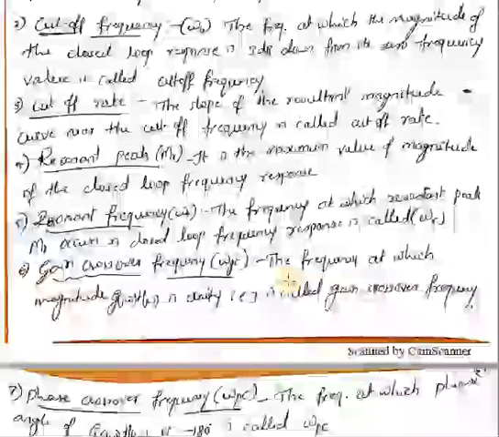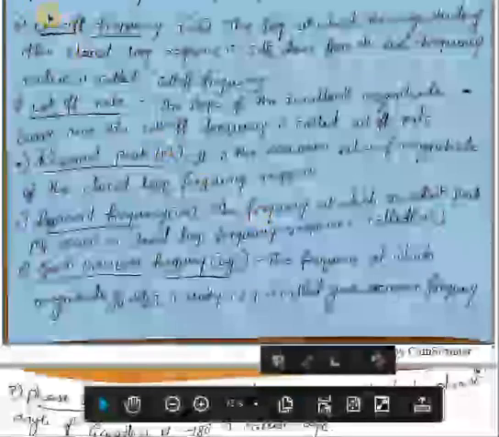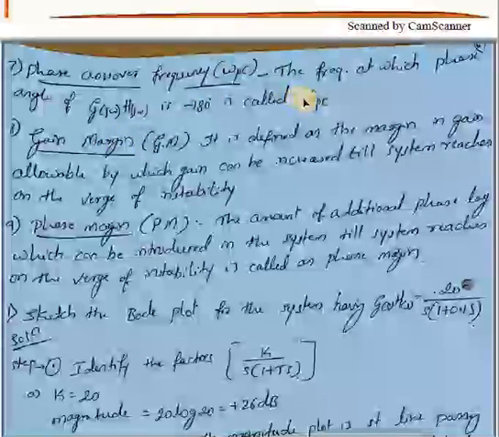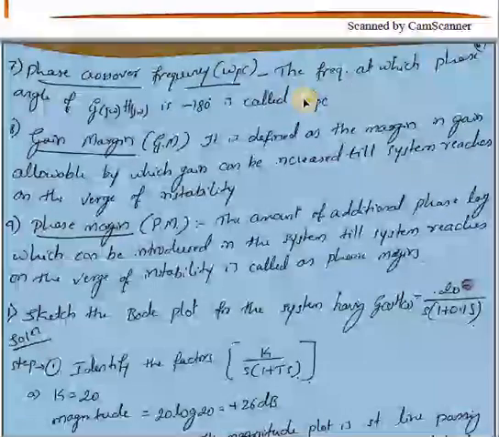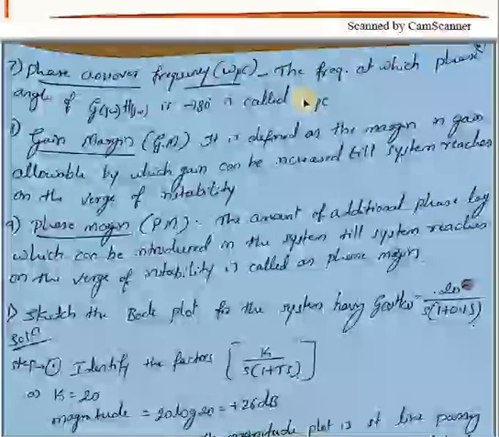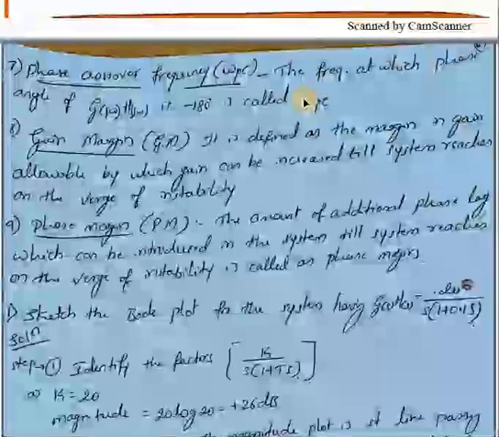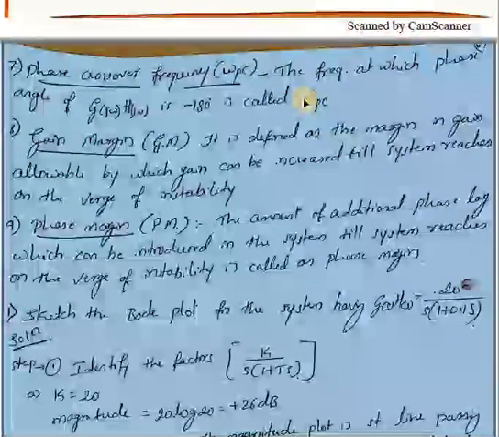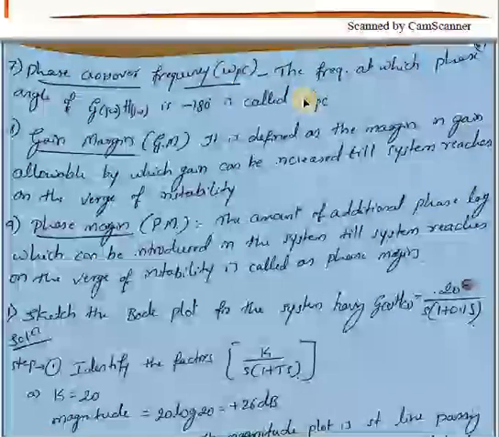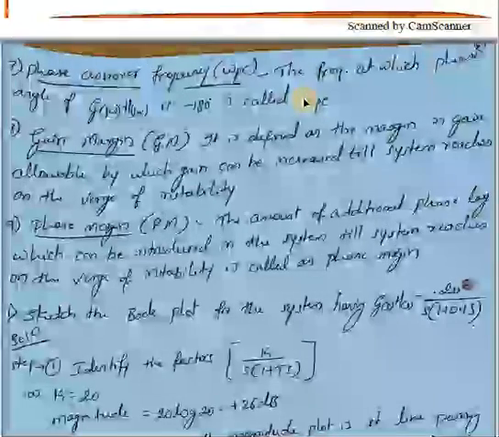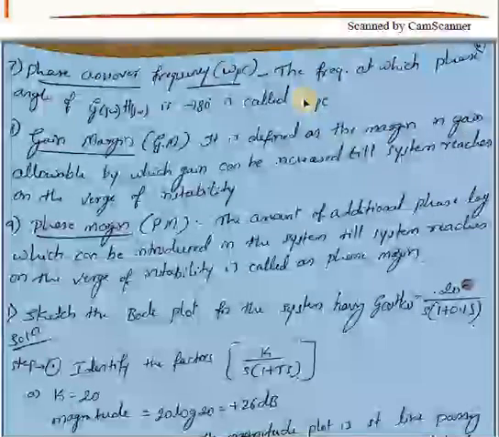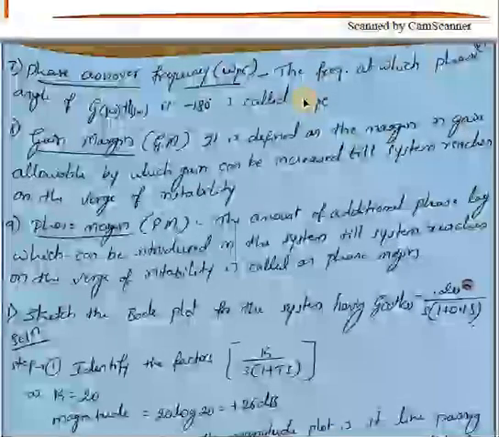Then the next one is the phase crossover frequency. Here it is the frequency at which the phase angle of G(s)H(s) is minus 180, or the frequency at which the phase angle of G(s)H(s) is minus 180. If the phase angle is minus 180, then at that angle, whatever frequency you get, that frequency is known as the phase crossover frequency.